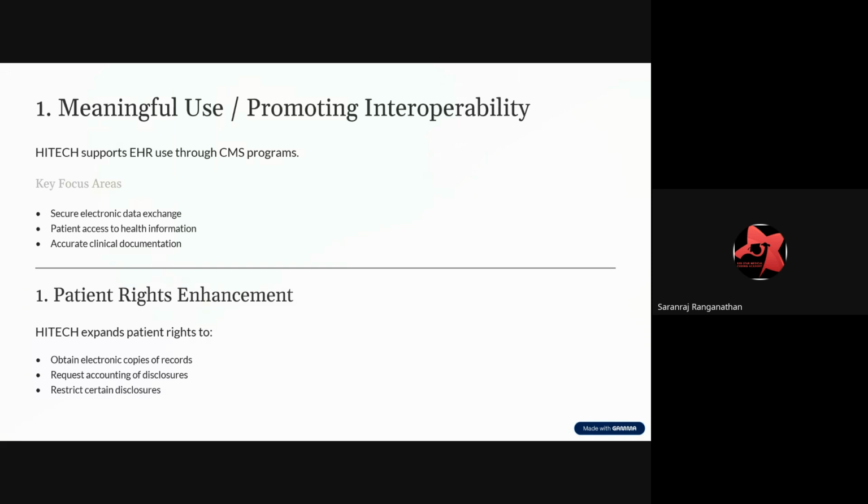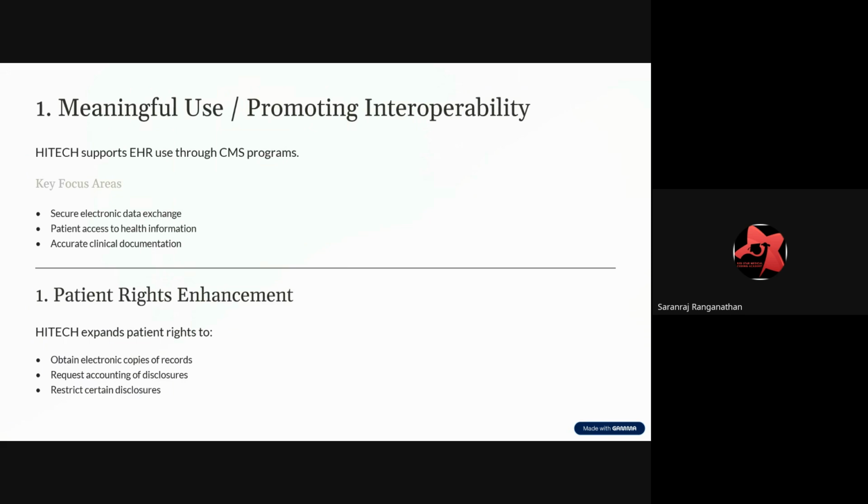Then meaningful use and promoting interoperability. When it comes to the person who is exchanging the information, how it needs to be secured. HITECH supports EHR use through the CMS program. The key focus is secure electronic data exchange, patient access to health information, and accurate clinical documentation. These are the interoperable information and key features for EHR documentation under the HITECH Act. HITECH supports EHR to ensure it is shared with the patient, and its accuracy is maintained and it is secure. That is mainly what is here.